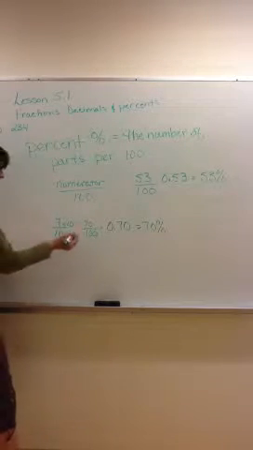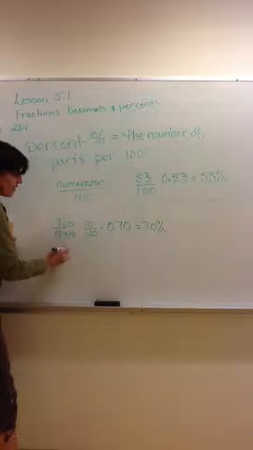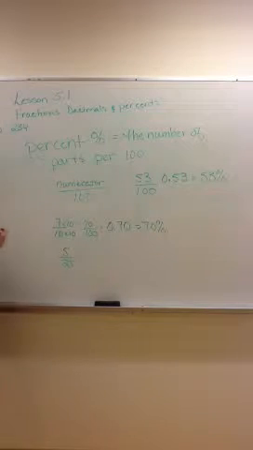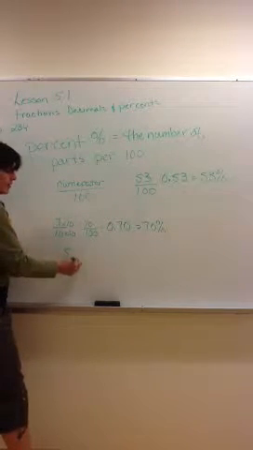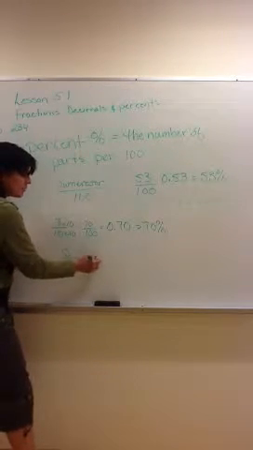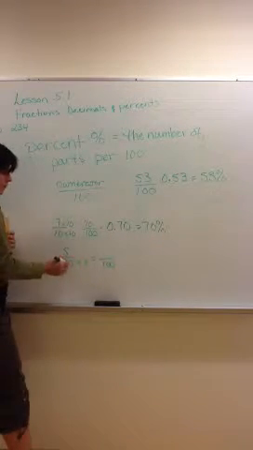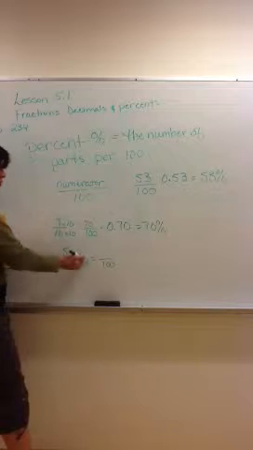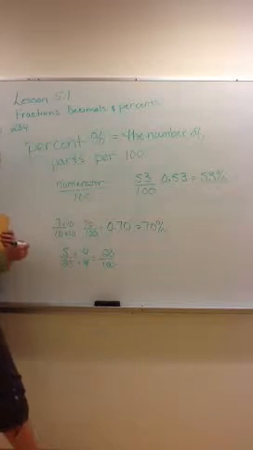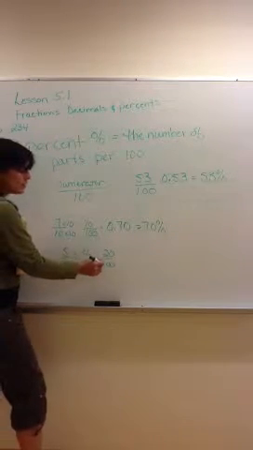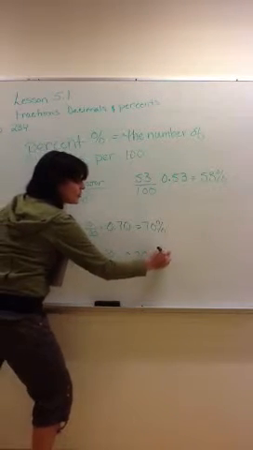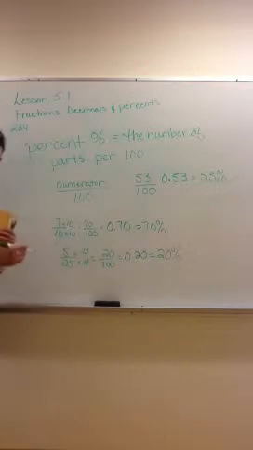Okay, something a little harder. If you had 5 over 25, you'd figure out 25 times what equals 100. So it would be 25 times 4. If you do it to the bottom, you also need to do it to the top. So if you got 5 out of 25 on a test, that would be 20 out of 100. The decimal would be 0.20, or 20%. And you'd have to retake it.